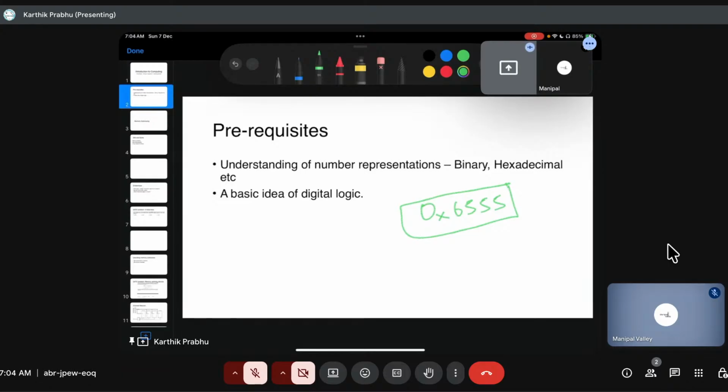And a basic idea of digital logic: you should at least know that a decoder will decode inputs into four outputs, for example a 2 by 4 decoder, or that a multiplexer will select one of the inputs through a select line. These are the kind of things you need to know, basically multiplexers and decoders. Those are the two main digital logic components used in a processor. If you understand these two, then I think everything will go fine in this lecture as well.